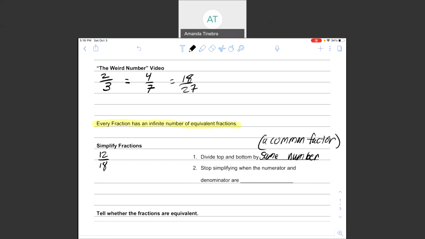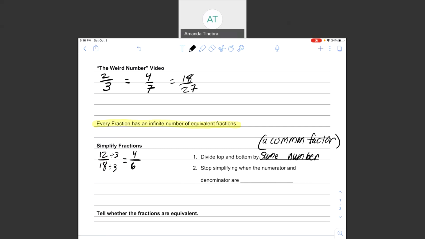So there's a couple different ones I could think of. I can think of, 3 goes into both, 2 goes into both, 6 goes into both. There's lots of things. Let's do 3. So if I divide both 12 and 18 by 3, 12 divided by 3 is 4. 18 divided by 3 is 6. So 12/18 is the same as, is equivalent to 4/6.